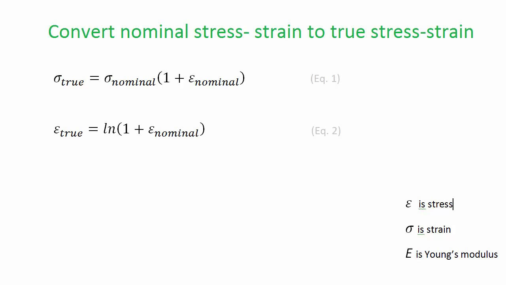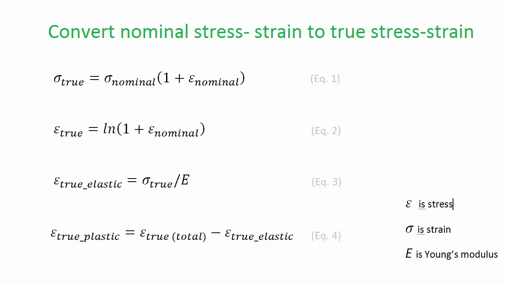Since the strains obtained from the test data are probably not plastic strains, but rather the total strain, this total true strain needs to be decomposed into its elastic and plastic components. The true elastic strain is obtained from the true stress and the Young's modulus using equation 3. The true plastic strain can then be found by subtracting the true elastic strain from the total true strain as shown in equation 4.